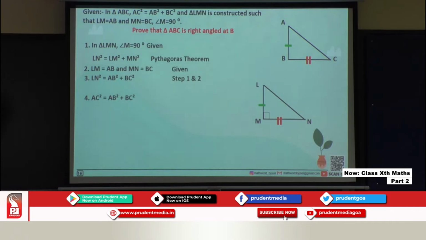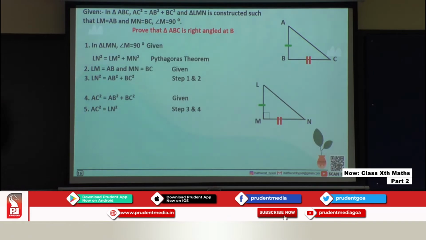So, I will just write the reason over here, that it is given, and in the fifth step I can say that AC square is equal to LN square. How did we get this? From step number 3, which is here, and this, because the right-hand sides are equal. So, here is step number 3 and step number 4.